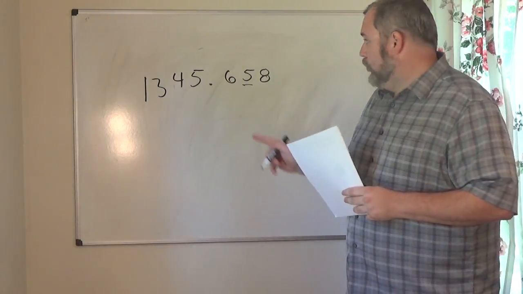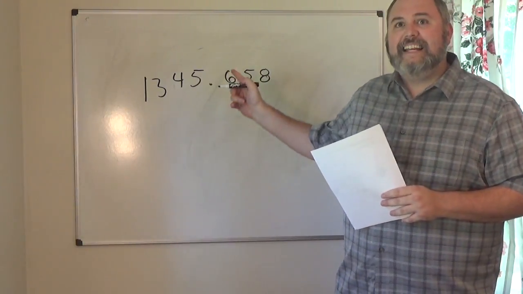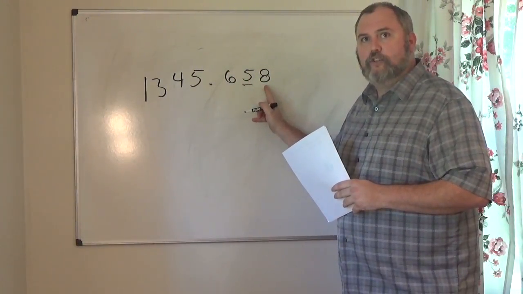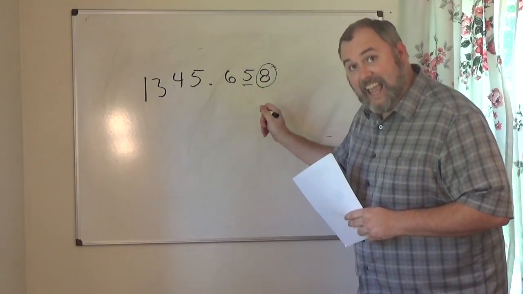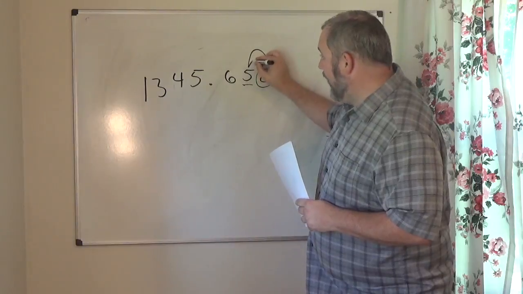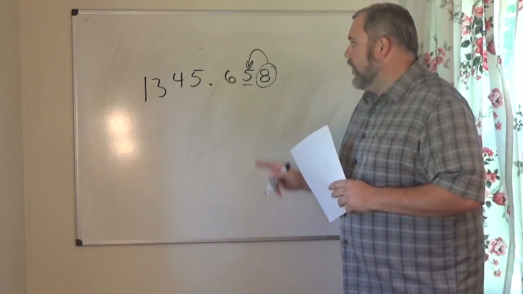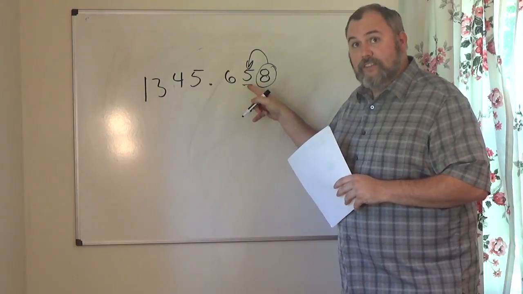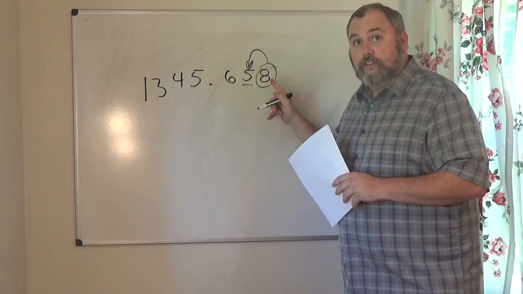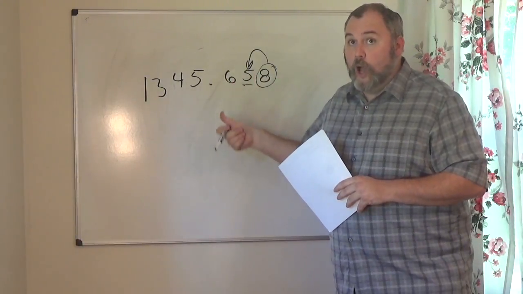Now, what I'm going to do is round this 5. However, according to my rules, I need to look at the number that's directly to the right of it. I need to look at this 8. This 8 tells this 5 to do something. According to my rules, numbers that are between 5 and 9 tell this number to go up. So what happens is this 8 is telling that 5 to go up.